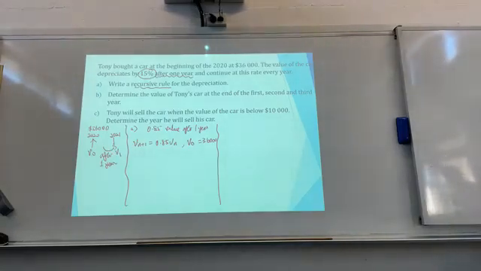Alright, so here, bought the car at 36,000, that is your initial value. After 1 year, it is reduced by 15%, which is 85%. Happy with that? Everyone happy with the explanation? Okay. So once you've got that, you can start to determine the value of Tony's car at the first year. So V1 is actually 0.85 times 36,000, which is 30600.